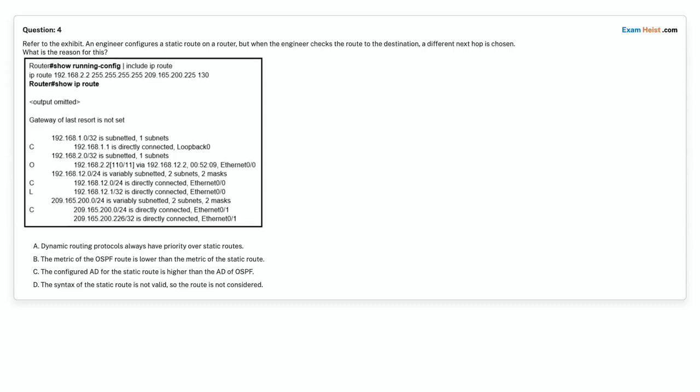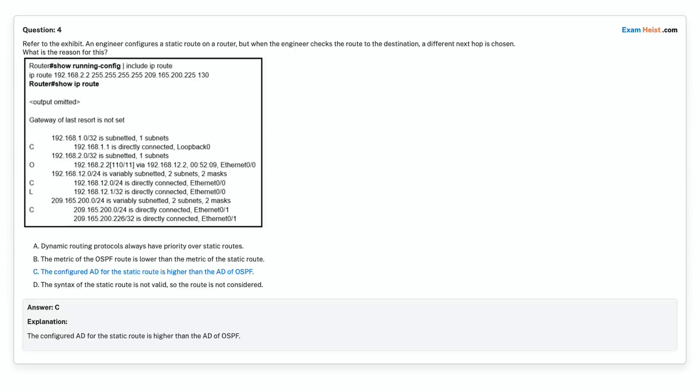Option A. Dynamic routing protocols always have priority over static routes. Option B. The metric of the OSPF route is lower than the metric of the static route. Option C. The configured AD for the static route is higher than the AD of OSPF. Option D. The syntax of the static route is not valid, so the route is not considered. Choose the correct answer. Correct answer is Option C. The configured AD for the static route is higher than the AD of OSPF.